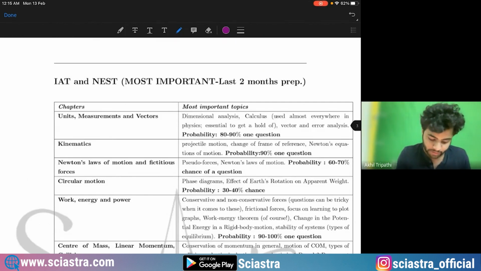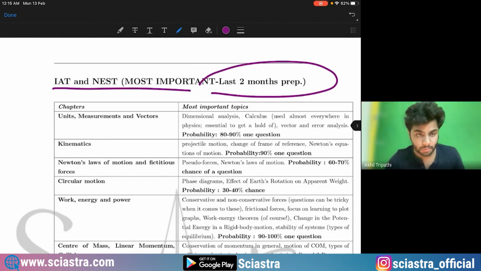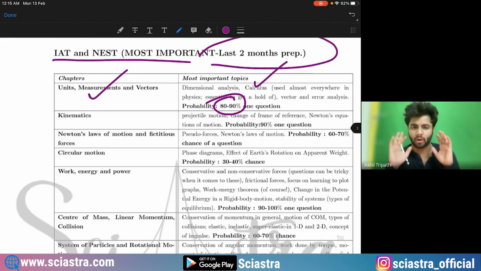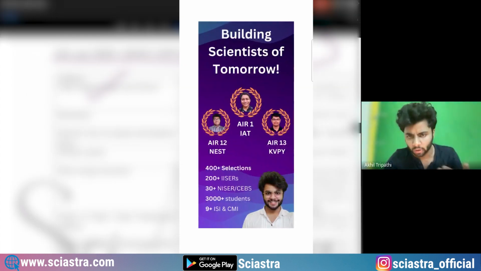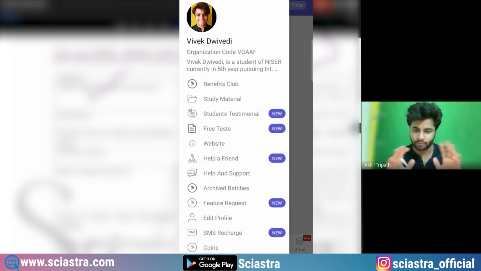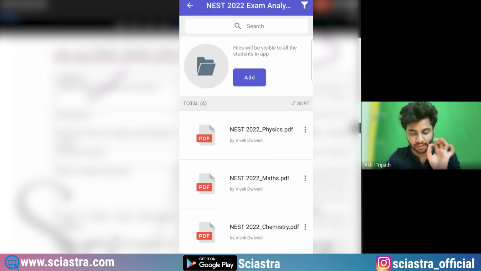Now, for IAT and NEST, most important chapters for last 2 months preparation, the probability is 80 to 90% for this. The topics are already given here. I'll not read it out because it will take a lot of time. I don't want to waste your time. You will get this whole PDF, as I said, for free in the SciAstra app, free study material section.